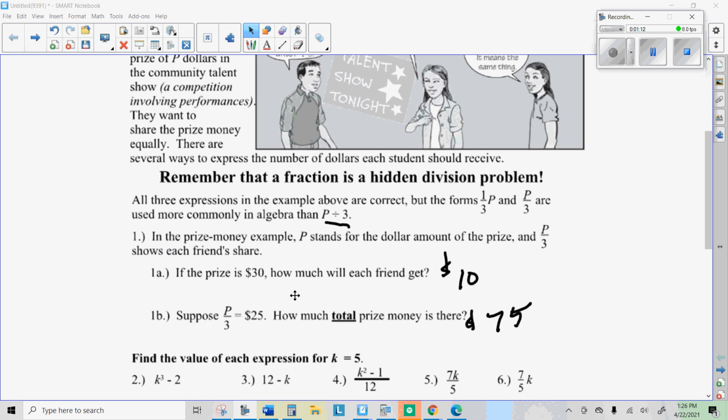All right, so if we know the prize amount, we just divide that by 3, because there's 3 people to split it up with, or take 1/3 of that, and that would be 10. If we know how much each of them get, then we're going to backtrack and do the opposite. We're going to multiply that by 3 to figure out the total prize money.